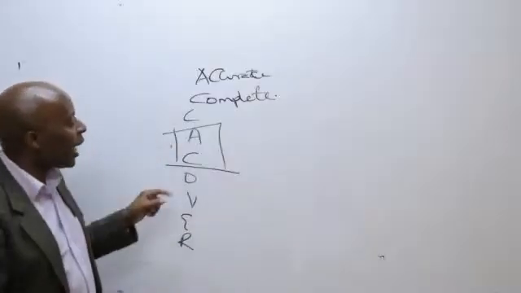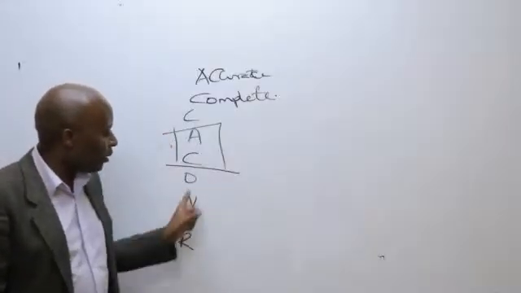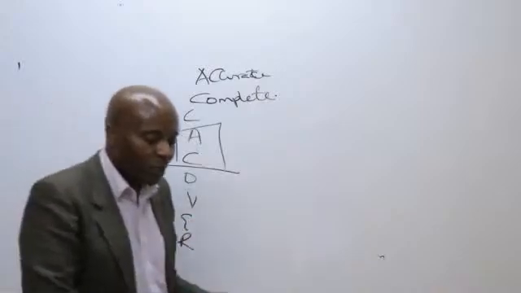So as an auditor, I have to be aware of this. We have occurrence, valuation, existence, rights, and what here? Obligations.